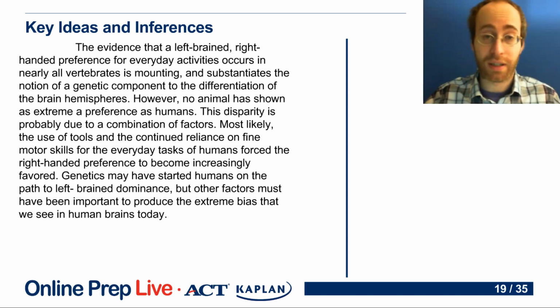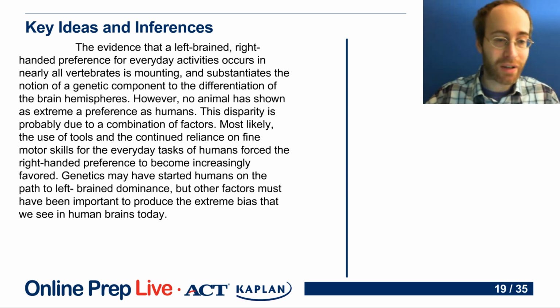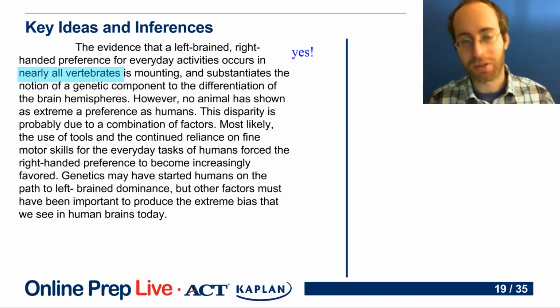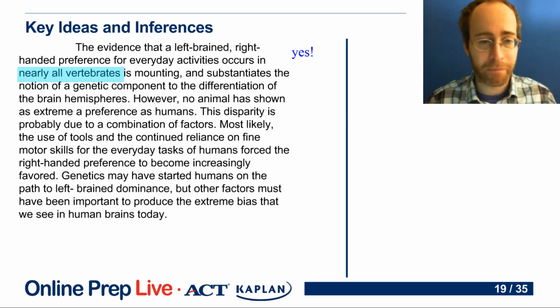Well, it sure looks like it. It says the evidence that a left brain, right-handed preference for everyday activities occurs in nearly all vertebrates is mounting. Okay, so great. So we're going to go ahead and just write like yes. Animals also have this brain function stuff going on.